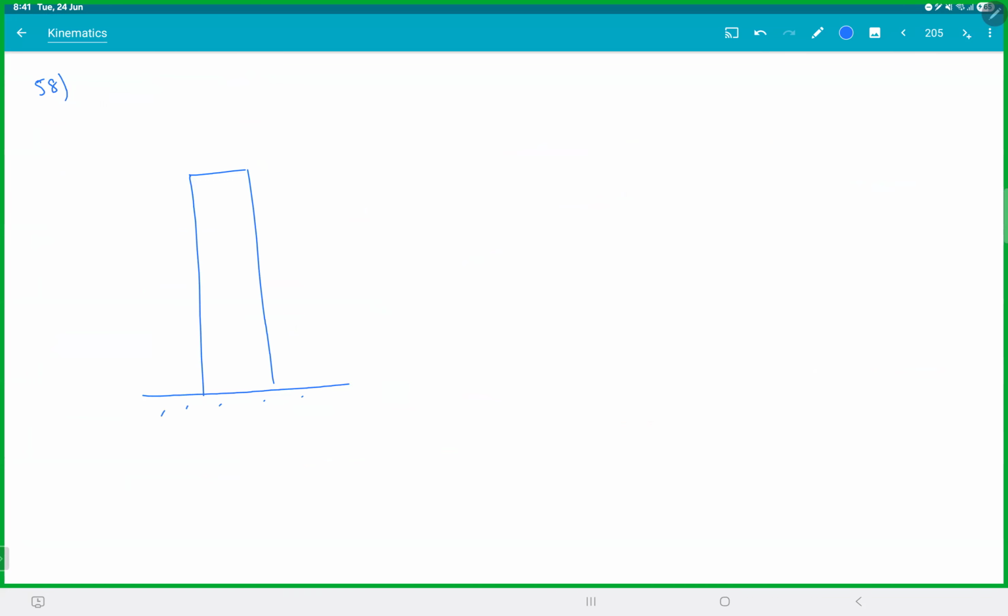So let's say we have a building here. Let's say height is 50 meters. We have a particle A here. This is projected with a speed of 20 meters per second. We have a point B here, which is projected with 30 meters per second. Both are projected at the same time along the same line.